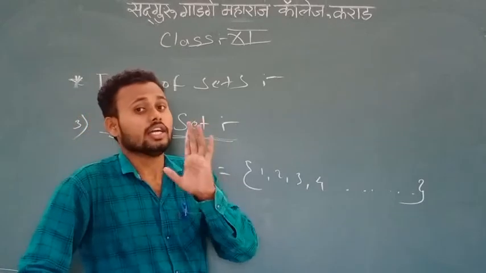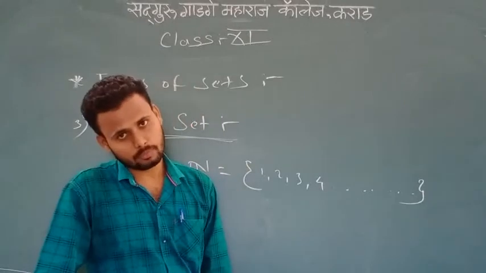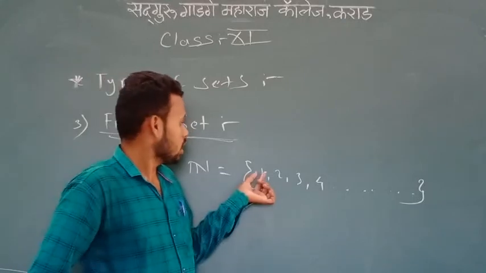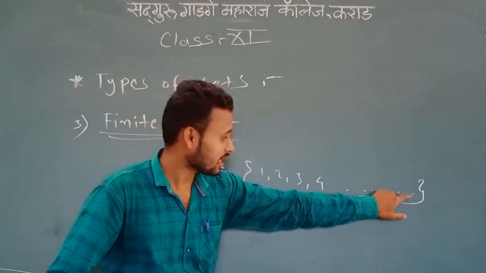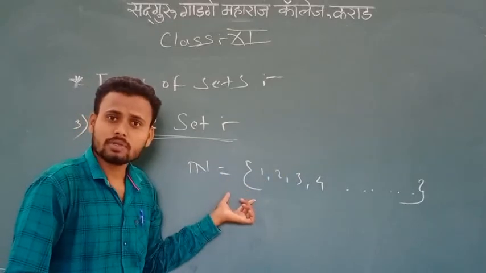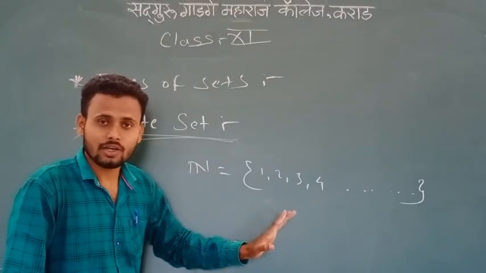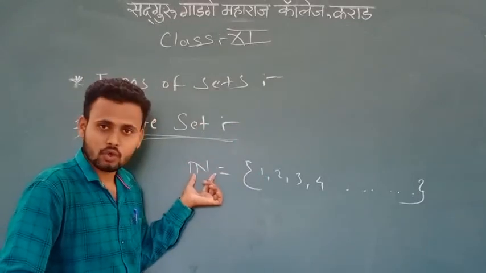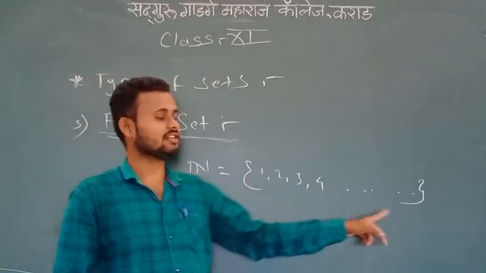Finite set: in a set, the process of counting of elements comes to an end, then that set is called a finite set. It is not a finite set because the process of counting of elements does not come to an end. The last element we can't find, we can't count. Therefore it is not a finite set. Those sets which are not finite we call infinite sets. A set which is not finite is called an infinite set. Therefore we say that the set of natural numbers is an infinite set.